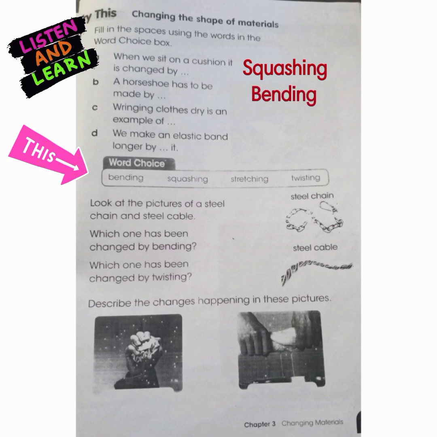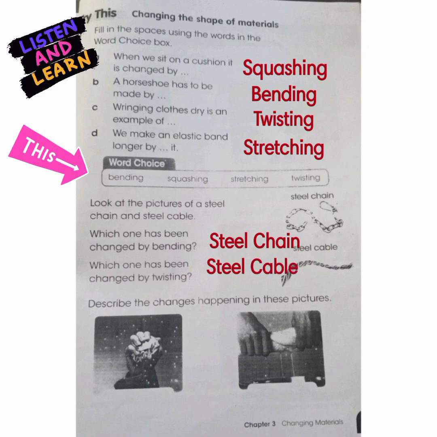Wringing clothes dry is an example of twisting. We make an elastic band longer by stretching it. Look at the picture of a steel chain and a steel cable. Which one has been changed by bending? Steel chain. Which one has been changed by twisting? Steel cable.